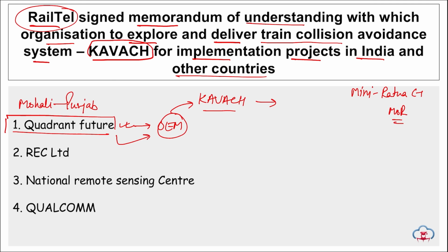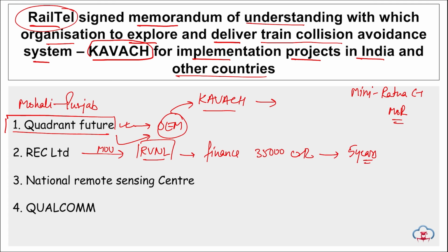Then if we talk about REC Limited, that is Rural Electrification Corporation Limited, they signed an MOU with RVNL, that is Rail Vikas Nigam Limited, correct? This MOU is to finance 35,000 crore rupees for multi-modal infrastructure projects that will be executed by Rail Vikas Nigam Limited in the next 5 years. These projects will include logistic hubs, rail infrastructure, roads, ports, metros, correct?